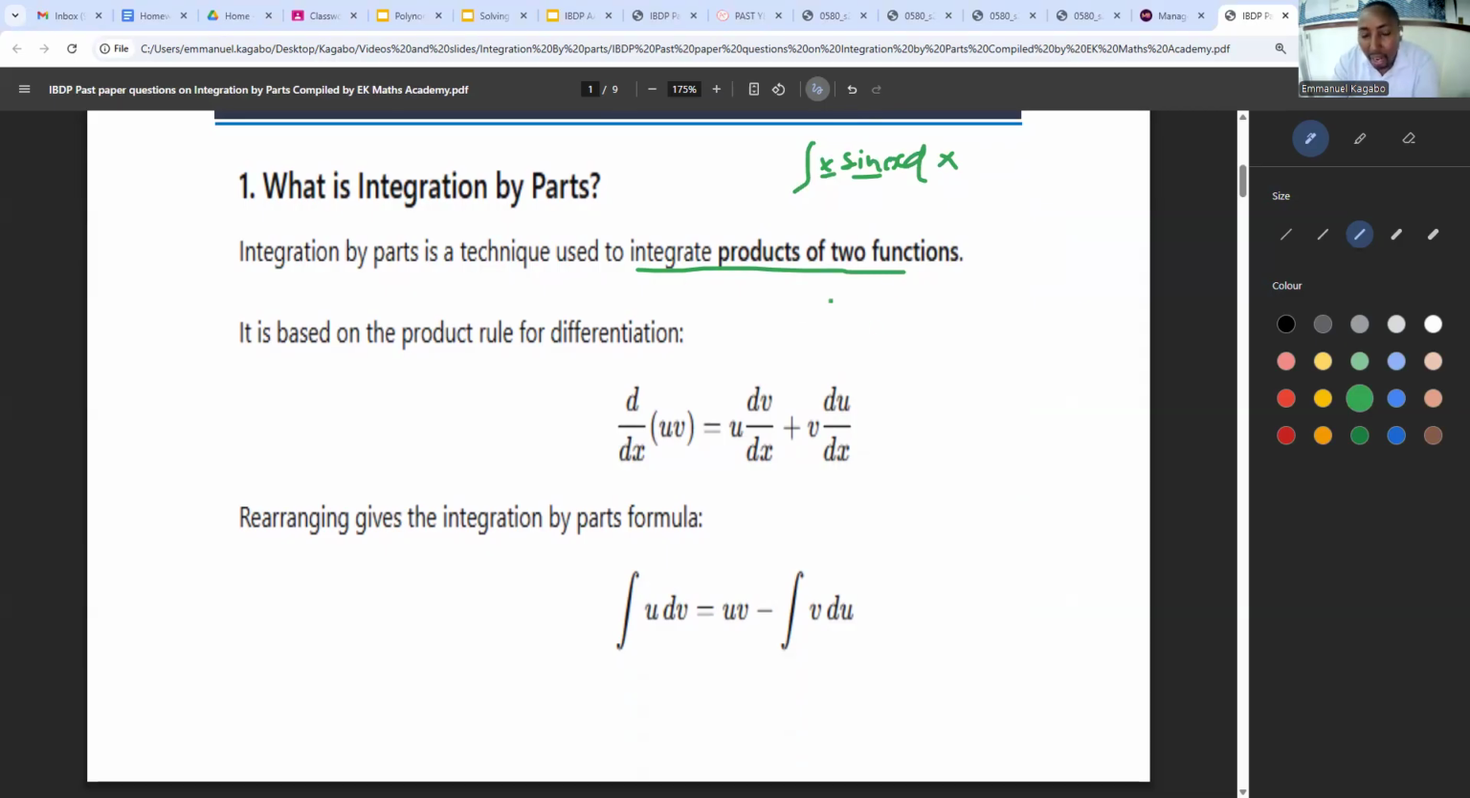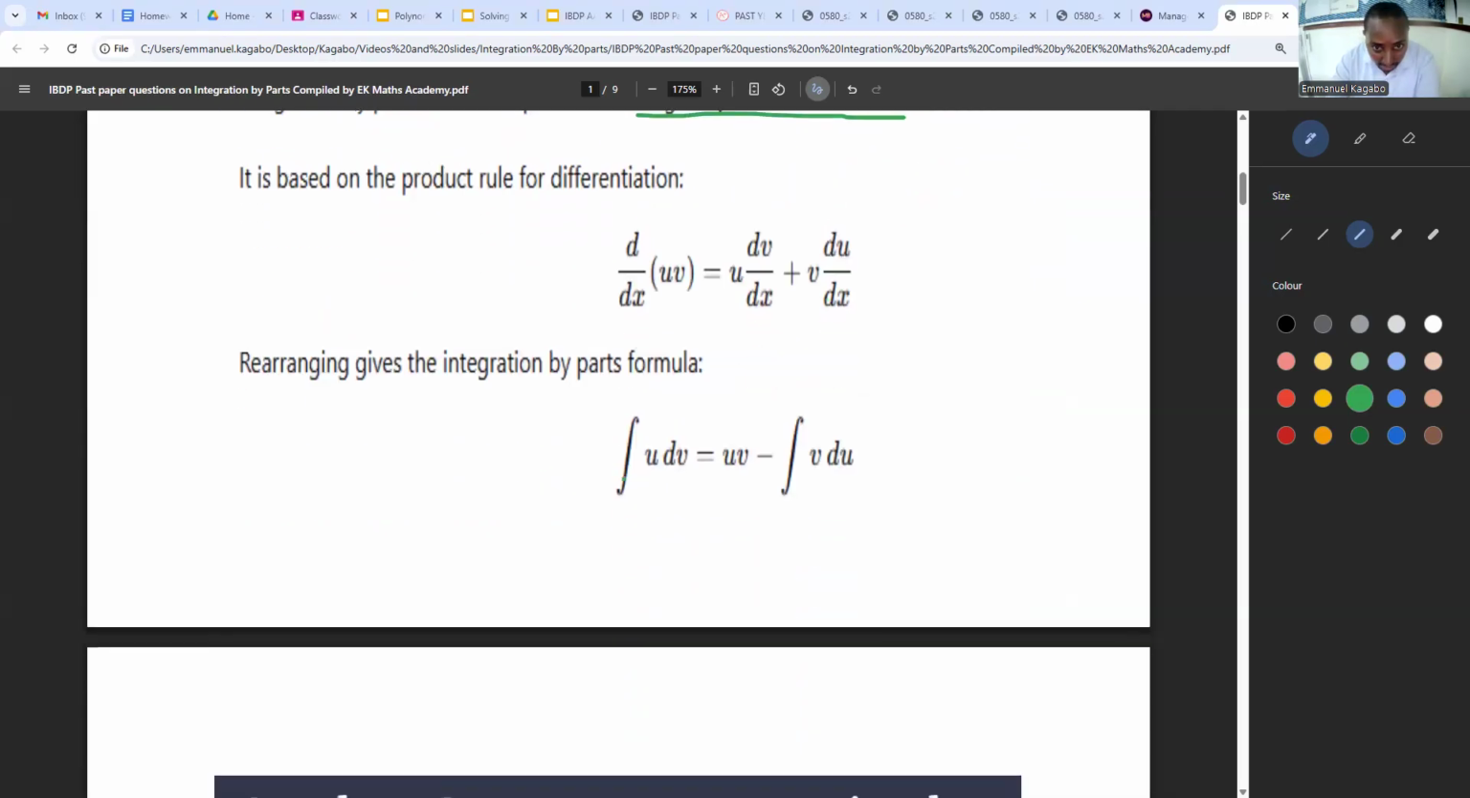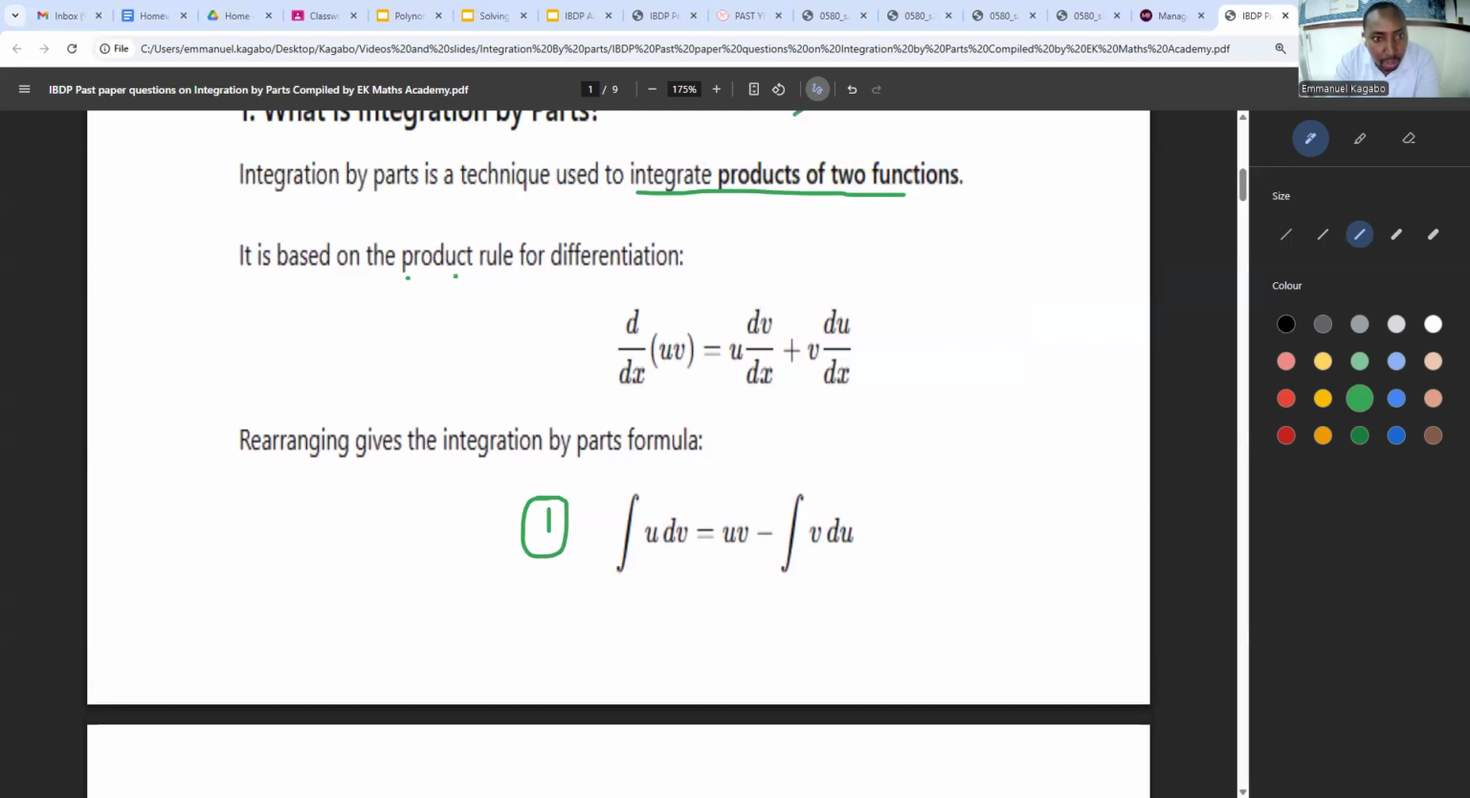That's point number one. Now, how is the technique used? Mainly, this is what you have to know. It's used by applying this formula: integral of u dv equals uv minus integral of v du. It's the reverse of the product rule. Do you remember the product rule, guys? The derivative of uv equals u'v plus v'u. So when you rearrange this and then reverse it, that's how we end up with this formula. Okay, very good. So that's the formula.